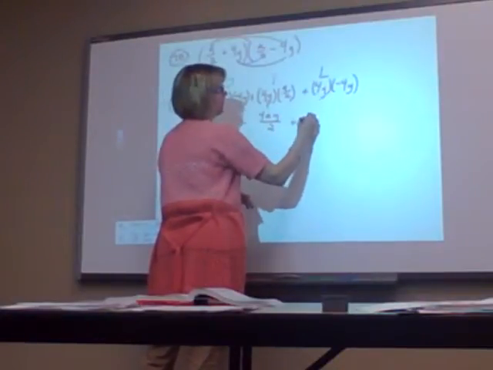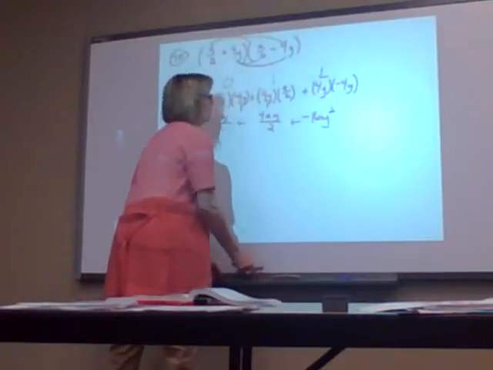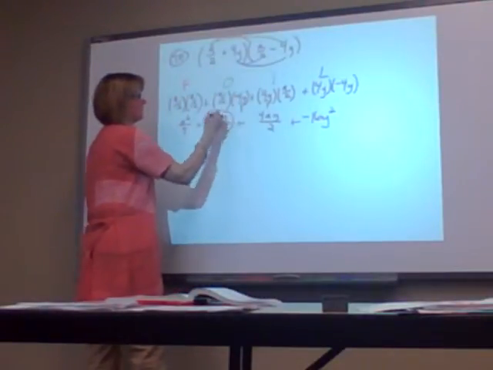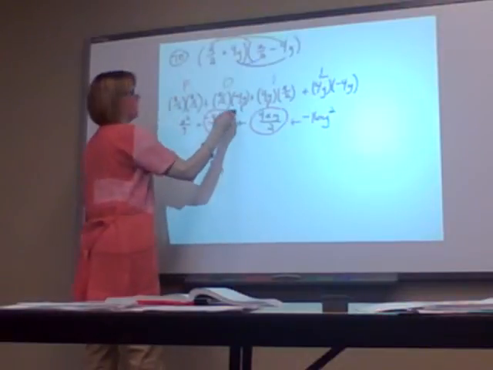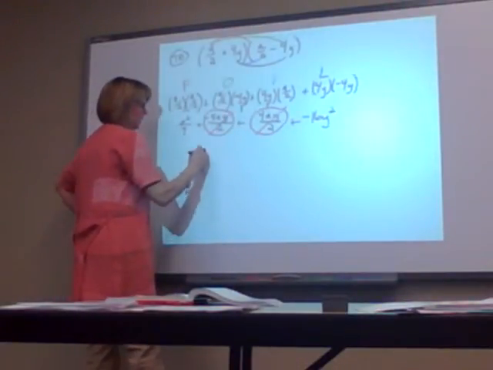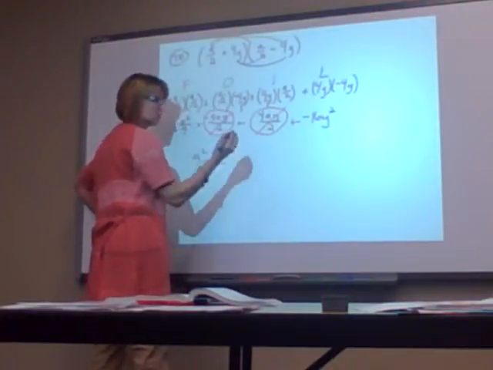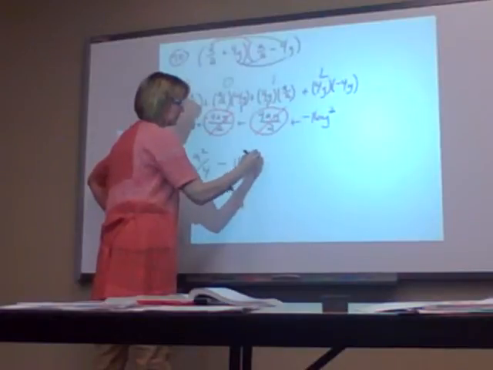4y and a negative 4y is negative 16y squared. So, what we've seen here is that this and this are additive inverses or opposites of each other. They cancel each other out. Then I have a squared over 4 plus a negative, or just minus, 16y squared.